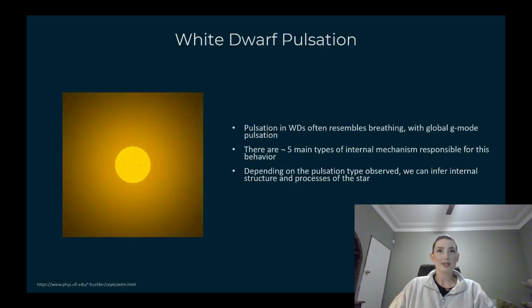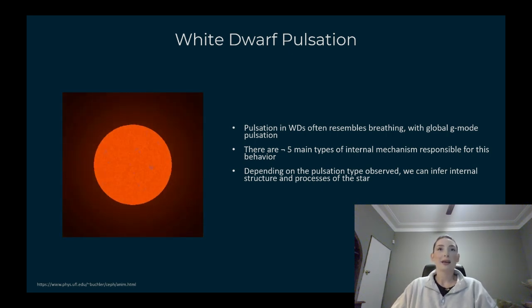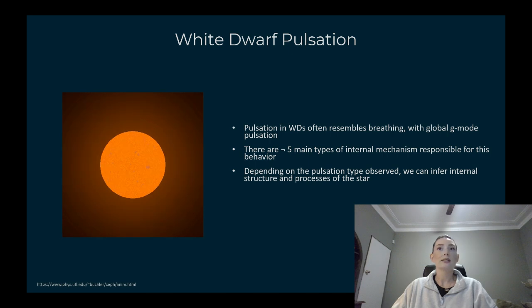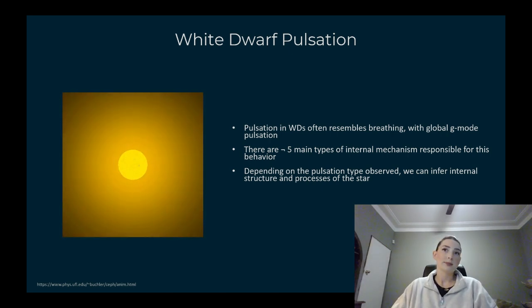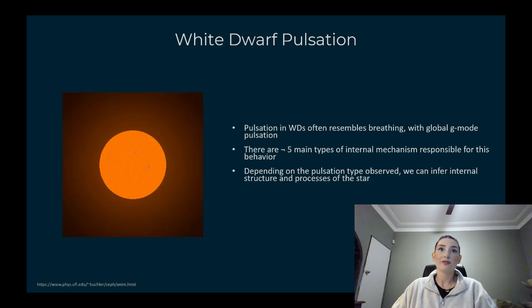So these pulsations, as you can see on the screen here, they look a lot like breathing, where the star expands and gets brighter, cools and then contracts and gets dimmer again. There are around 5 main physical mechanisms for this, and each mode of pulsation, duration, intensity is linked to a different mechanism. So depending on these parameters, we can infer the internal processes happening in the star when we observe their pulsations.